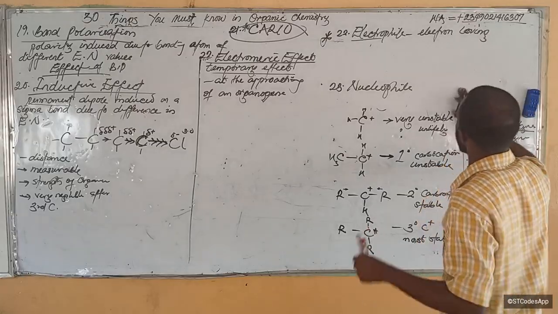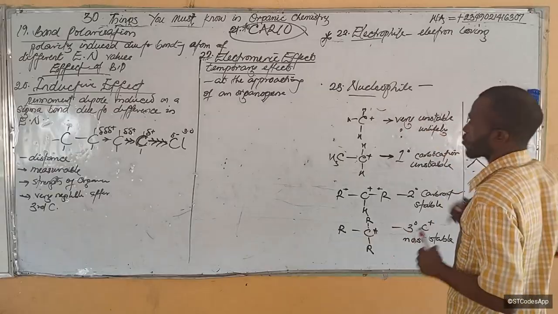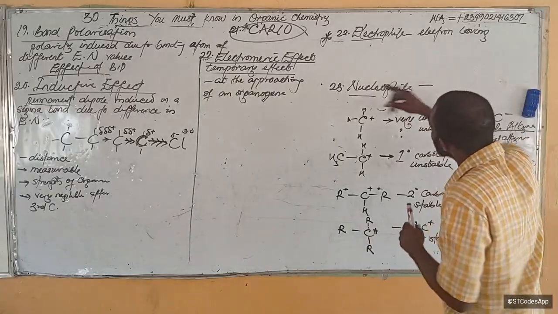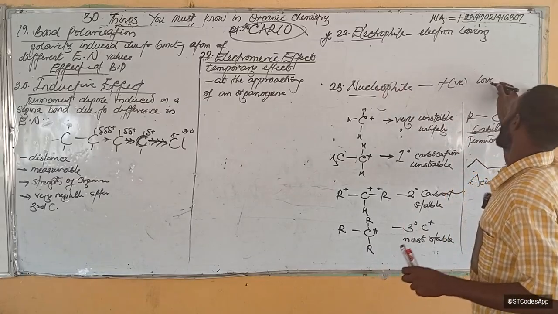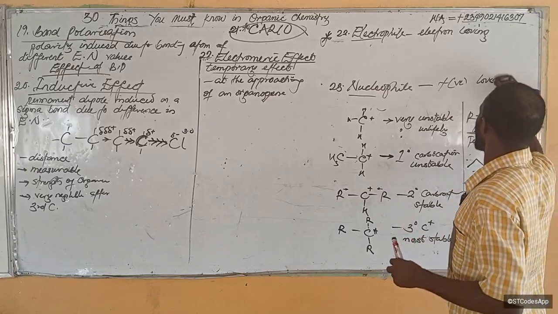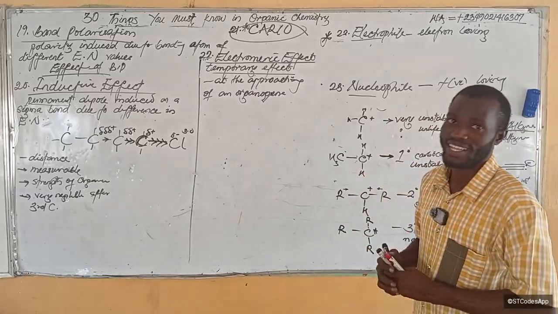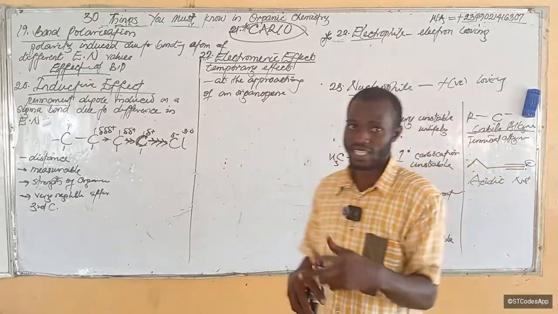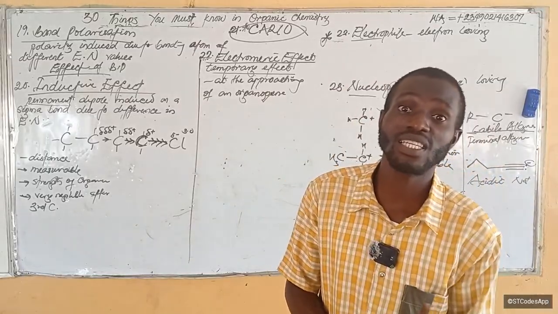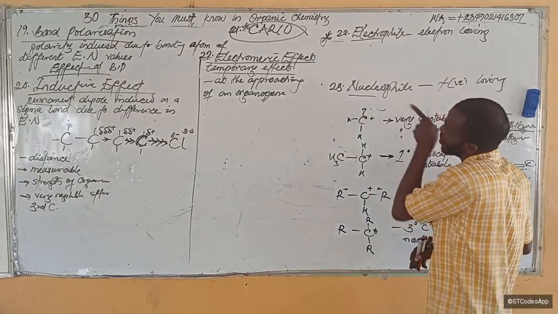So then nucleophile is what? Nucleo means nucleus, right? Nucleus loving. So these ones are positive charge loving. Now, why do we call them nucleophile, not proteophile or whatever? The reason is that the nucleus is where you have positive charge. The nucleus is primarily positively charged. So because of that, they are attracted to the nucleus.